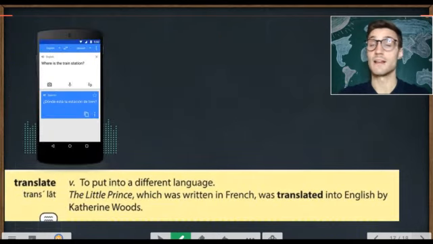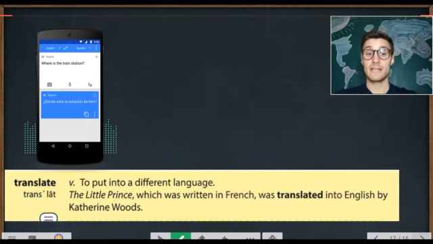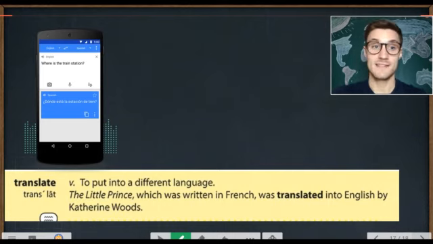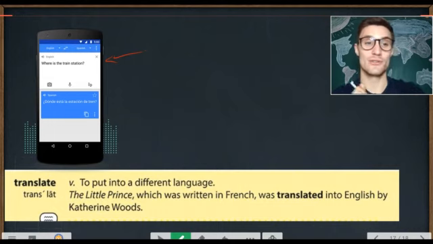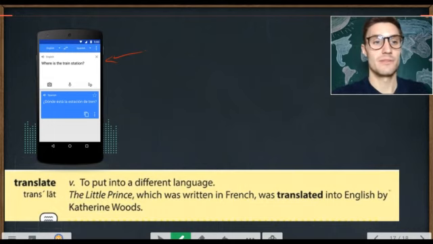And finally, the last word is translate. To translate, it's a verb, is to put into a different language. Do you use an app to translate things, an app? Well, I use Google Translate to translate things. So you type the English in here and it translates it to another language. In this case, it's Spanish.